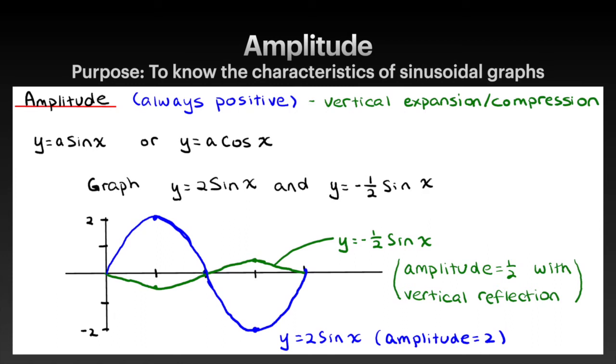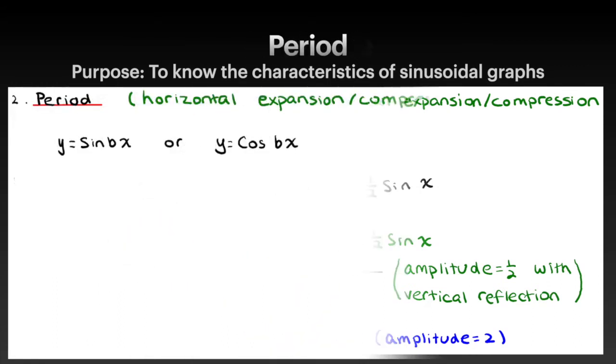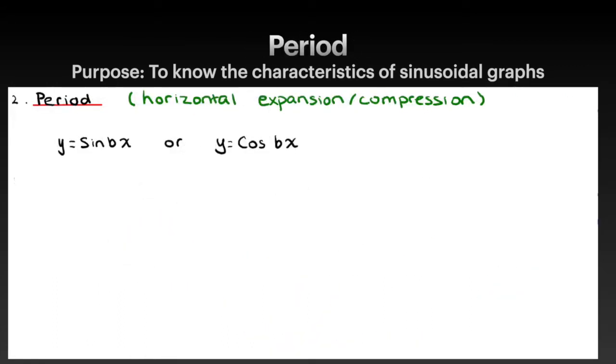The green line is the other graph, y equals negative a half sine x. Here my amplitude is a half, and I've done a vertical reflection. So instead of my sine graph initially going upwards, now it's initially going downwards. So that's my amplitude. The period relates to horizontal expansion or compression. The period, again, is how long it takes to do one complete rotation on your graph. And this relates to the B value.